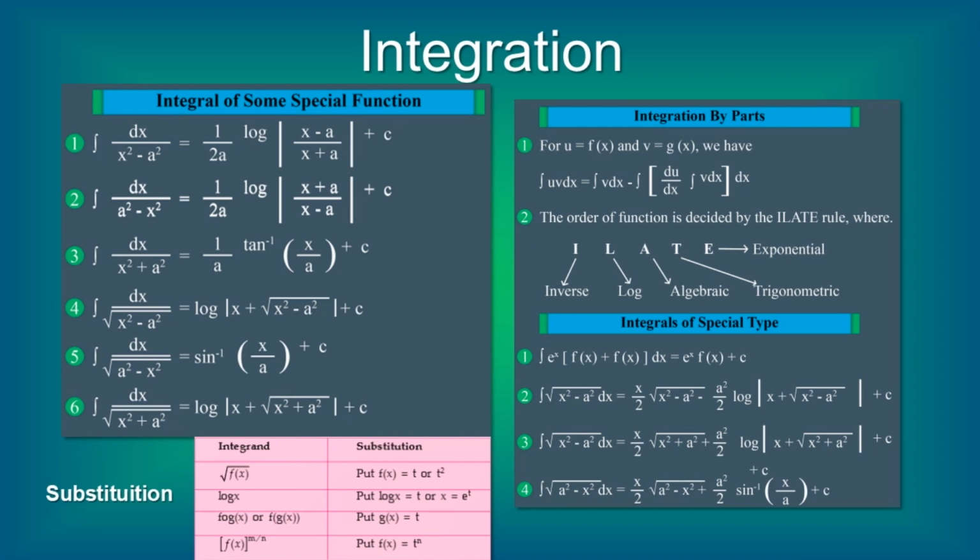For integration by substitution, our reader already gives some tips on which functions to substitute. Whenever a square root function comes, substitute the inside as t. If a log x function comes, consider it as t. If a composite function f(g(x)) comes, make the inside function t. For exponent functions f(x) power m by n, the nth root function can also be considered as t power n. These are the tips for making substitutions.